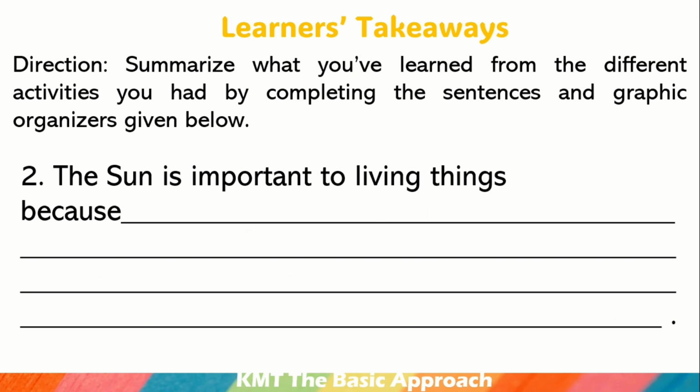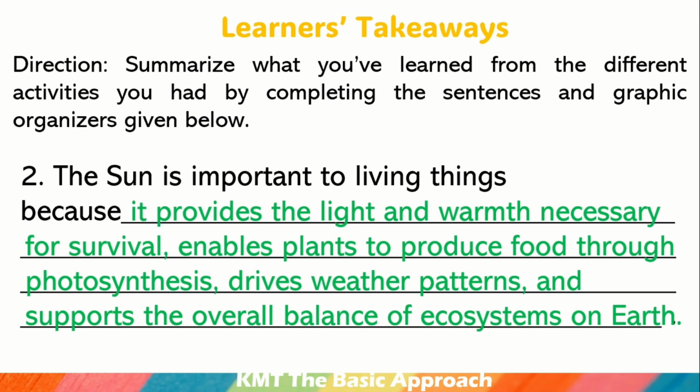Number 2. The sun is important to living things because... Great! The sun is important to living things because it provides the light and warmth necessary for survival, enables plants to produce food through photosynthesis, drives weather patterns, and supports the overall balance of ecosystem on Earth.